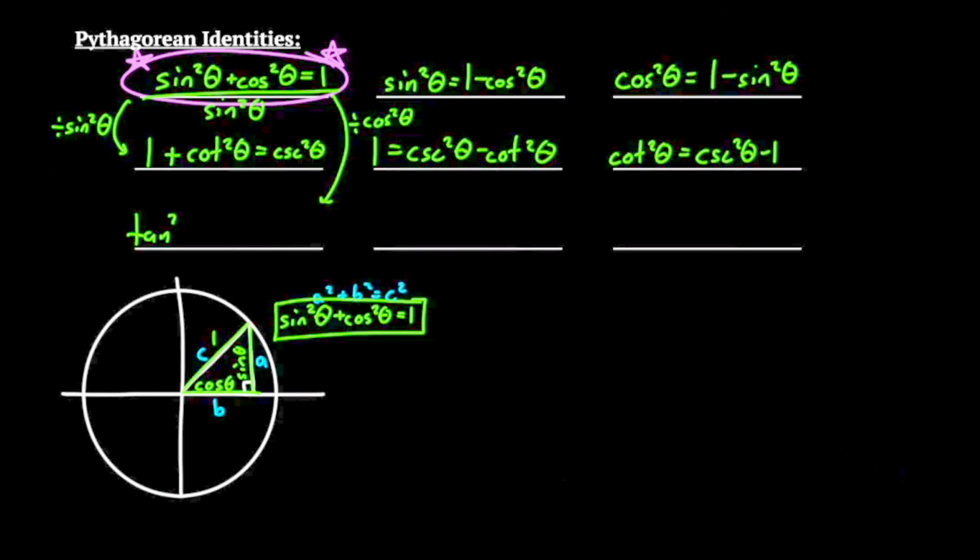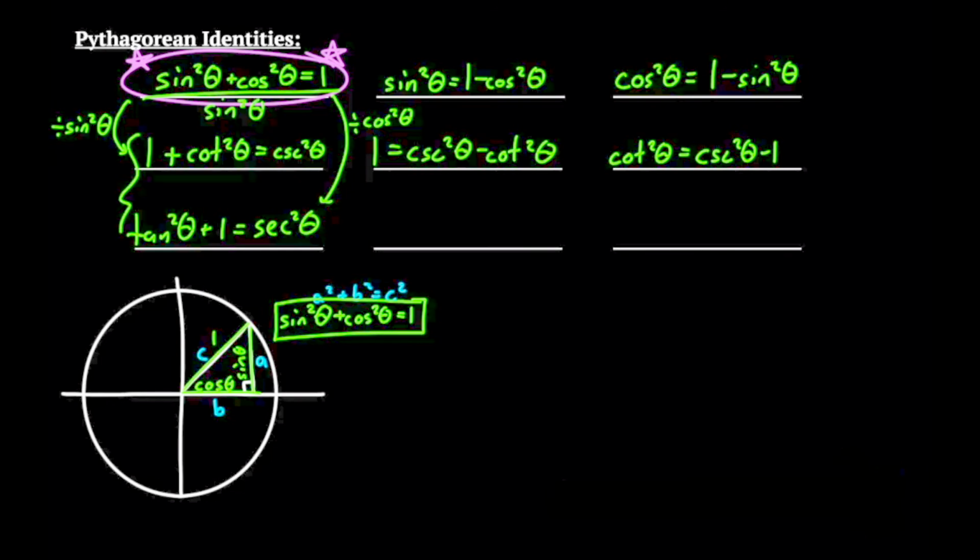So this will start with tangent squared of theta. And then if I had cosine divided by cosine, that would just be 1. So tangent squared plus 1 equals, and then on the right side, if we have 1 over cosine of theta, that would be the reciprocal of cosine, which is secant. So secant squared of theta.